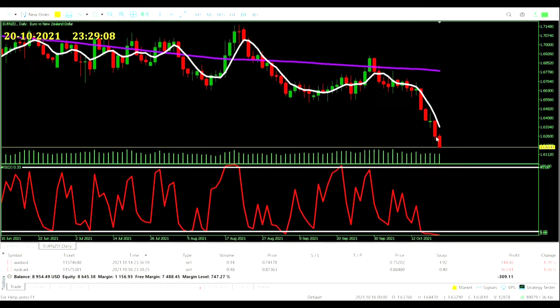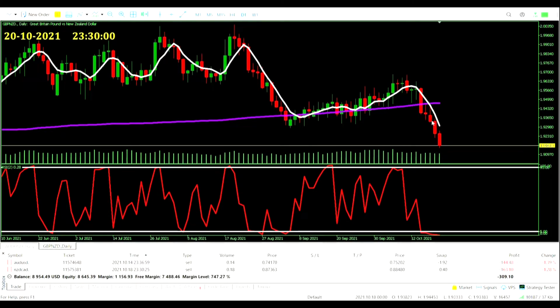And same on the Euro New Zealand dollar. Sell off the Euros, buy the New Zealand dollars. We've got the RSI in super oversold territory, 0.33. We want to see it get down to 0.00. Let's get there. And the Great British Pound is even lower against the New Zealand dollar. RSI at 0.28. That has got to bottom out soon.